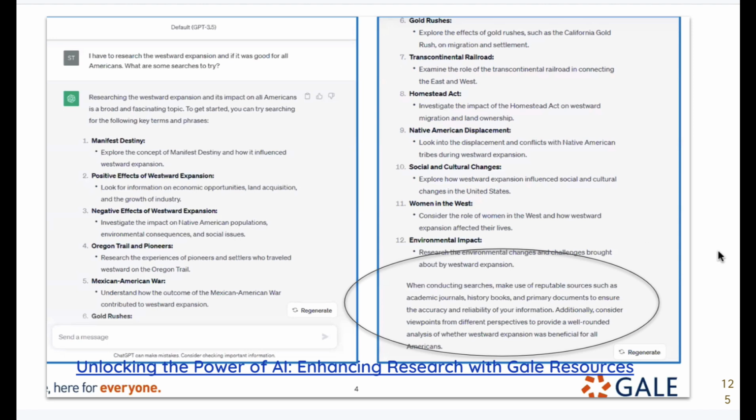Notice that Gale points to this in its use of ChatGPT 4.0: When conducting searches, make use of reputable sources such as academic journals, history books, and primary documents to ensure the accuracy and reliability of your information. That was generated by ChatGPT 4.0, and it leads us right to the databases, and I kind of like that piece of advice.